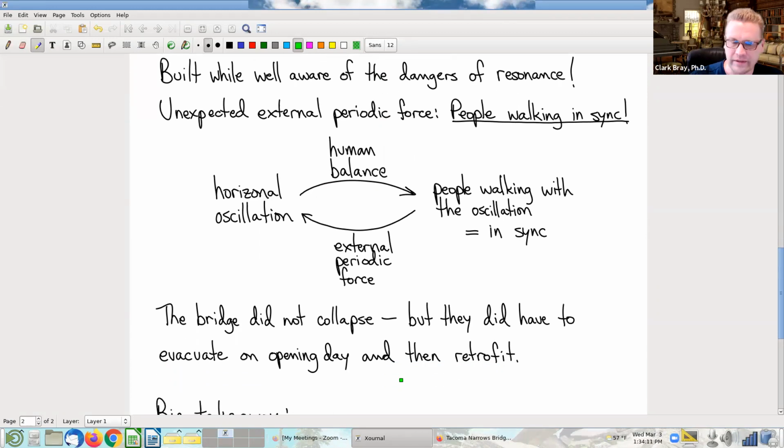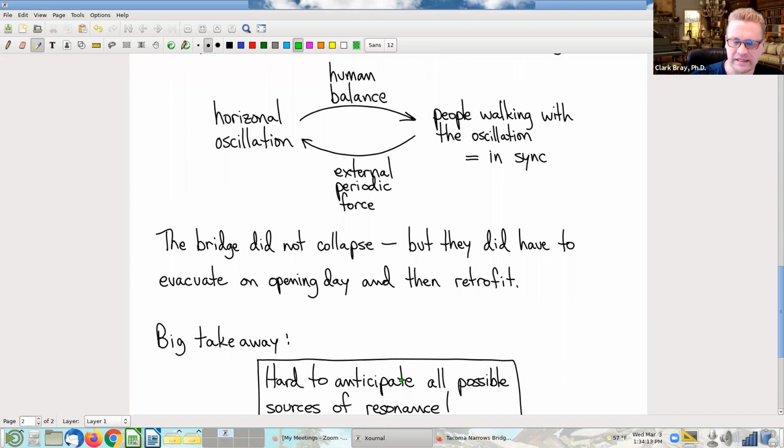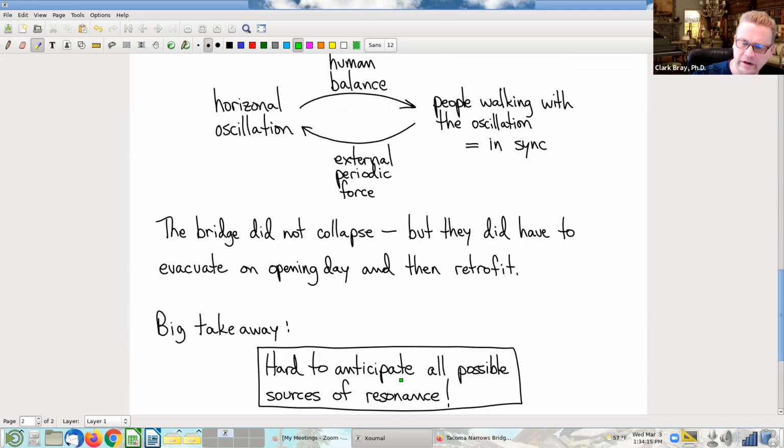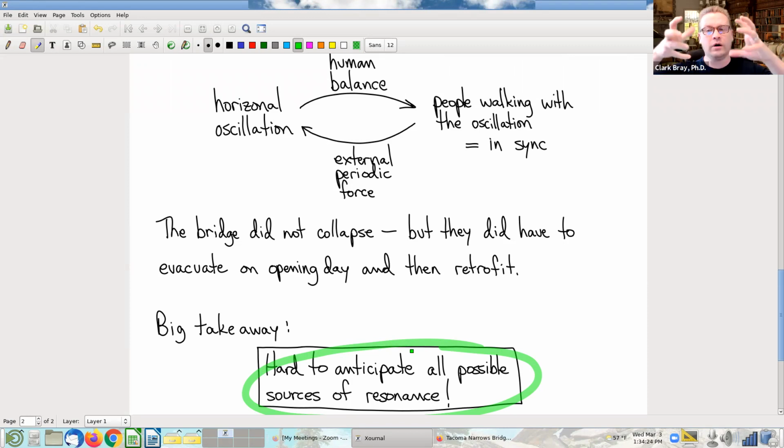Okay, so anyway, the big takeaway on this is how hard it is to anticipate all possible sources of resonance. What are all the external forces that might come up? What are all the different modes by which something can vibrate, oscillate? What are the natural frequencies in each of those modes? And then making sure that there aren't any external forces to sync up with that.